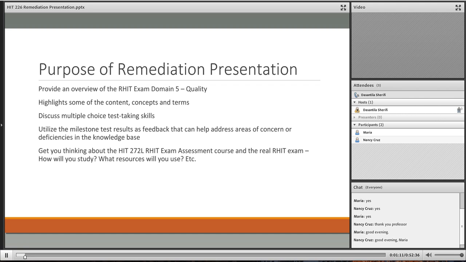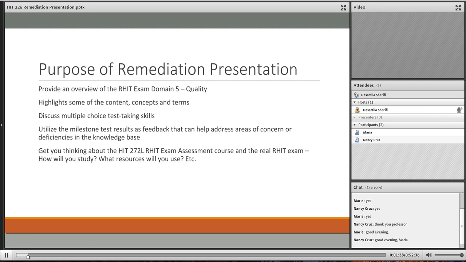So why are we doing the remediation presentation? Basically, we want to make sure that we provide an overview of the domain that you just took a test on last week, highlight some of the content, concepts, and terms, and then discuss multiple choice test taking skills, because that's what the RHIT exam will be like. It will be all multiple choice questions.